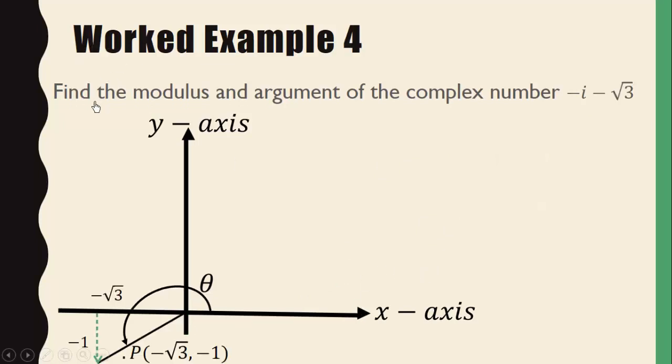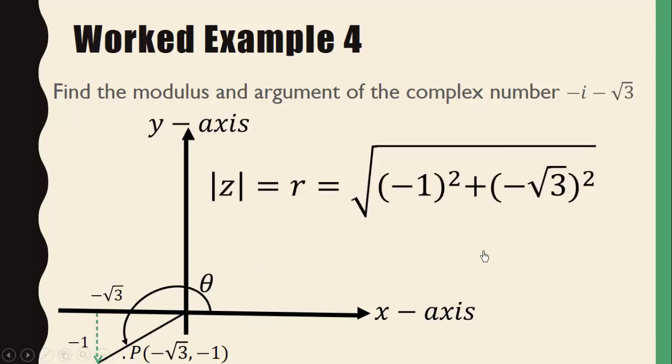Now we find the modulus and argument of this complex number over here. Now this is how we illustrate this over here. So this is how we illustrate the Argand diagram. This is the Argand diagram for the complex number. So we find the modulus as usual. The x is negative root 3 and the y is negative 1. I've interchanged them over here. There's no effect on the answer, so we are going to get 2.